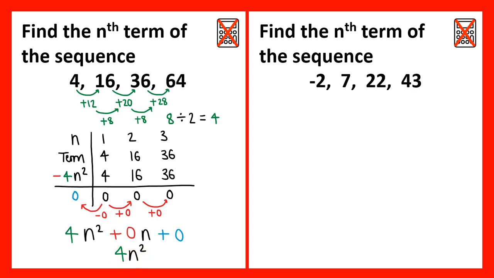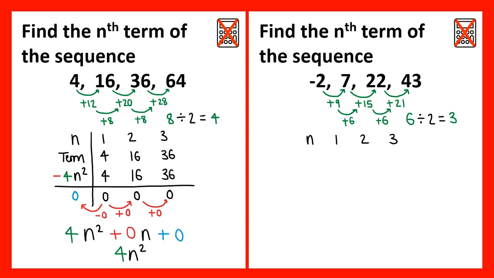For the next question, I need to start by finding the first difference between the terms, 9, 15 and 21. This shows me that the sequence is not linear, so finding the second difference will determine whether we have a quadratic sequence or not. In this case, we can see that we have a constant second difference, so we can continue with our method to find the quadratic nth term. Halving the second difference gives me the number of n squareds, which is 3.